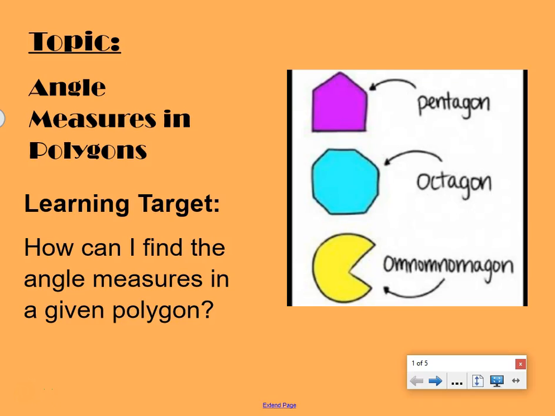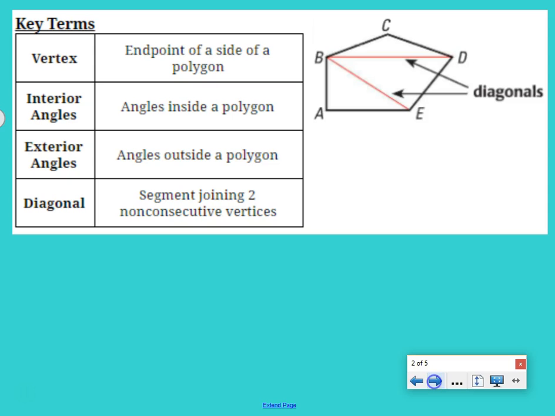Today our topic is angle measures in polygons. So our learning target is how can I find the angle measures in a given polygon? First off, some key terms.